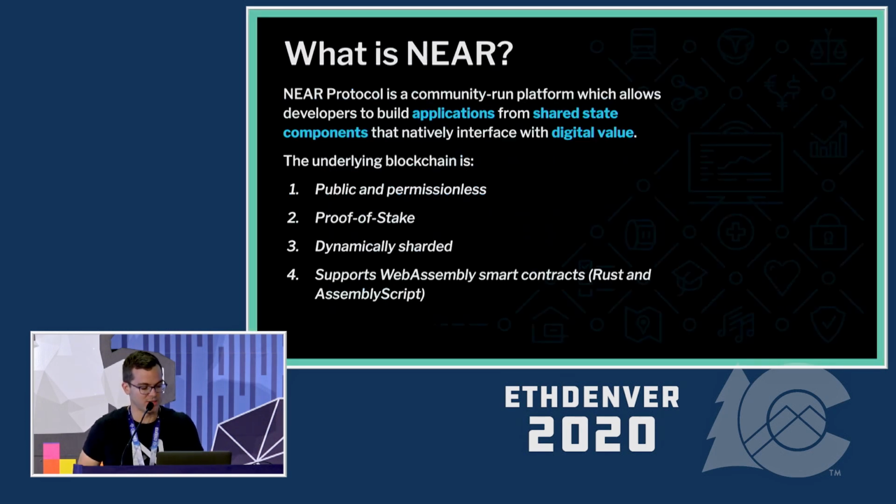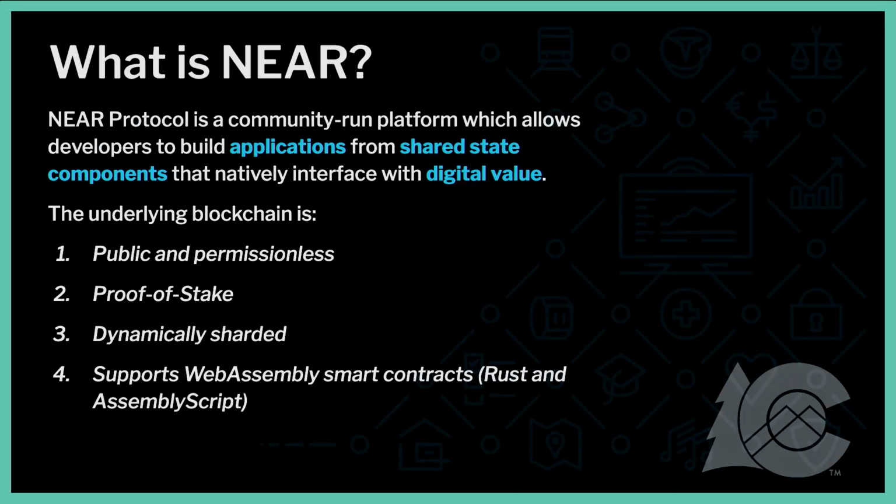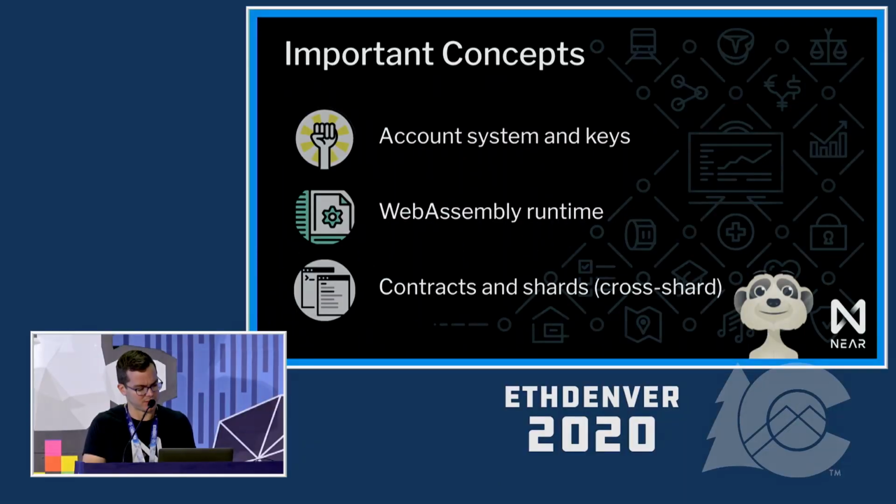All right, so yeah, just a quick overview of what Near is. Near is a public proof-of-stake sharded blockchain, and we have a WebAssembly-based runtime that currently has full support for Rust and AssemblyScript. We'll explain what that means in a minute, but really anything that compiles to WebAssembly could, in fact, work on Near. So we'll just cover a couple of key concepts that make Near a bit different from, say, Ethereum, for instance, or other blockchains.